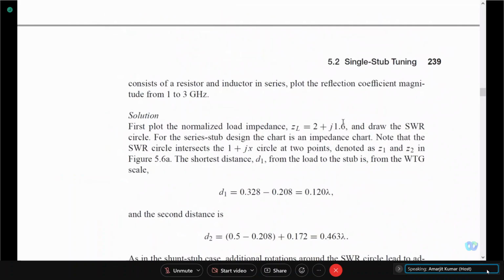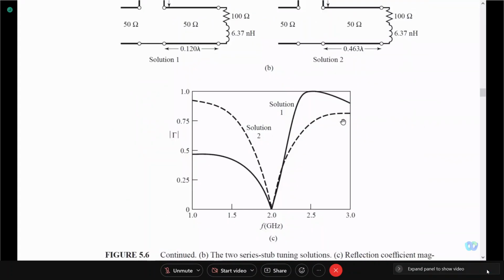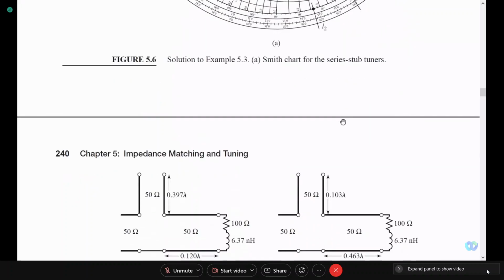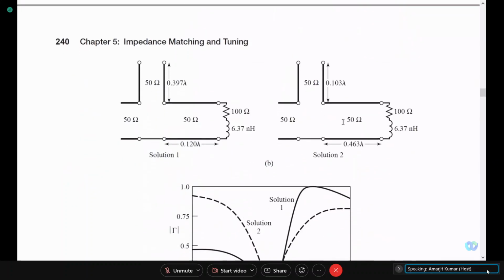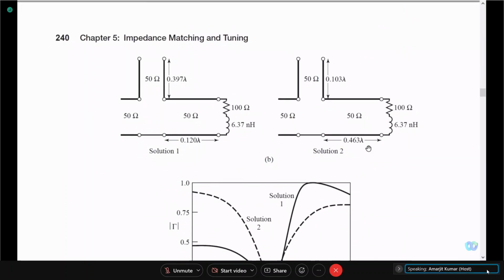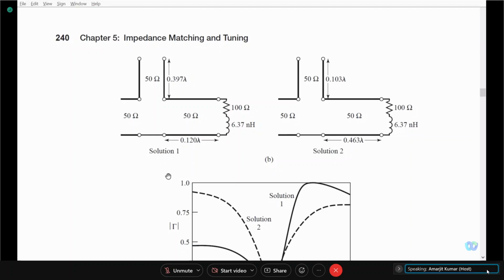Similarly for the series stub, we are calculating the stub position and the stub length as per the values of ZL and Z0. Two solutions are available, that is correct. Both solutions are correct. So for both solutions, the reflection coefficient also you can calculate.